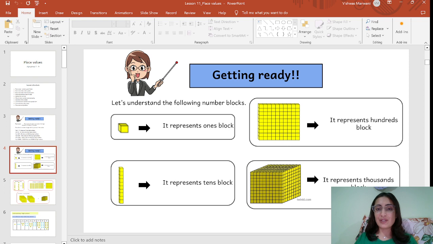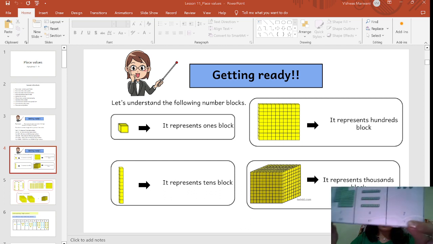I would like to discuss our learning objectives before we move forward. In this lesson, we will understand what a place value is, why it is important, how to write the place value of a digit in any number, and also vice versa: how to write the number if the place values of the digits are given to us. Before we move any further, let's understand the basic concepts of this chapter.